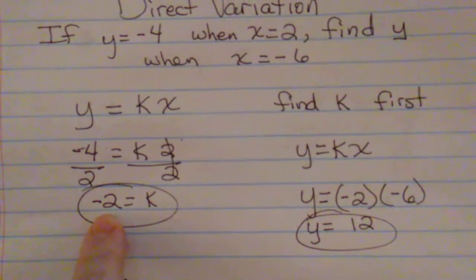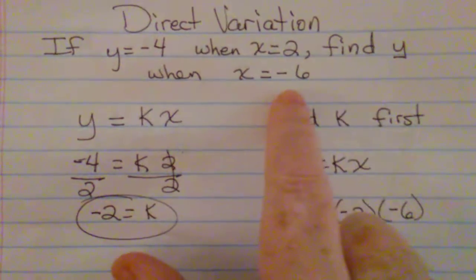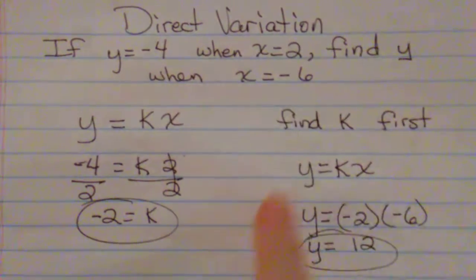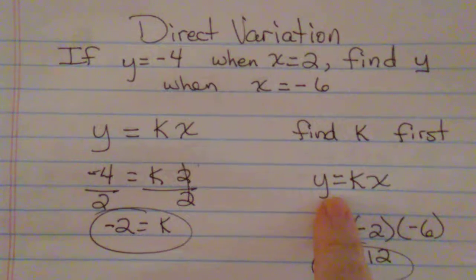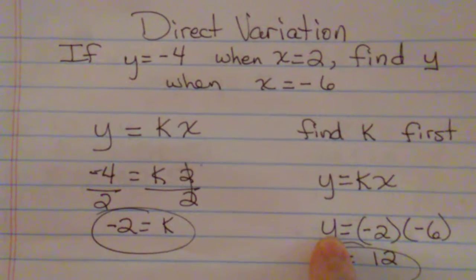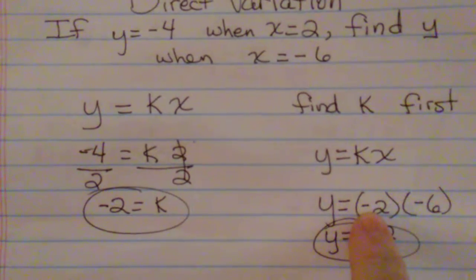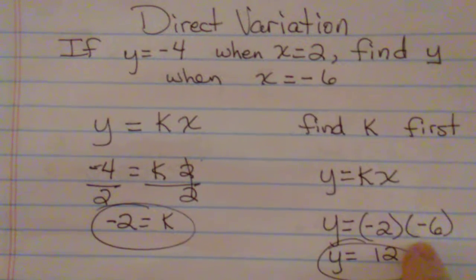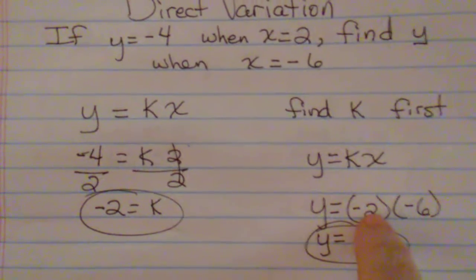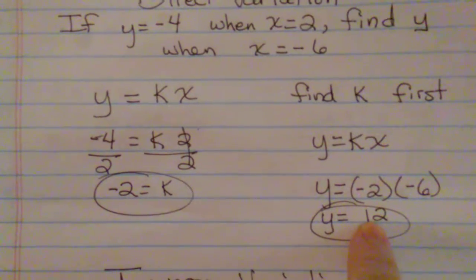Now let's go over here, and they want you to find y when x is -6. So I write my equation again, y equals kx. I'm looking for y, and I know that k is -2 because I just found it, and x is -6 now. And I multiply -2 times -6, and I get +12, and there's my answer.